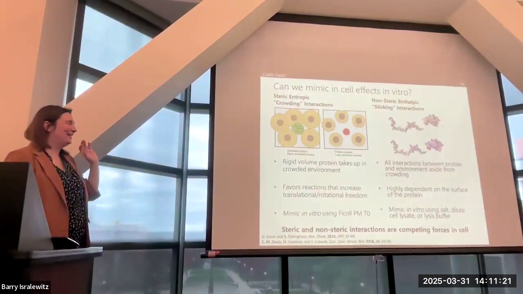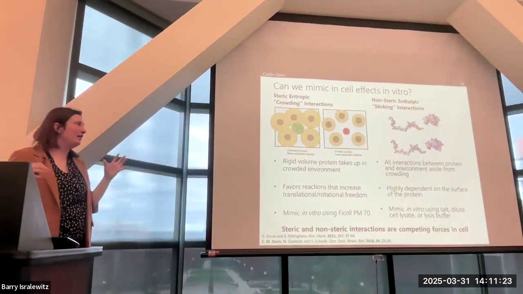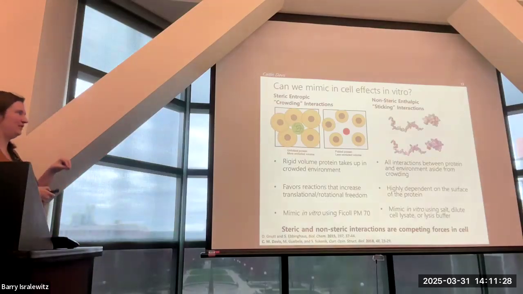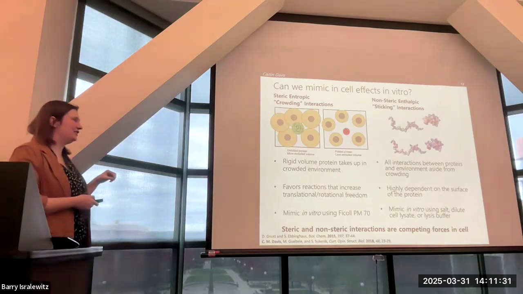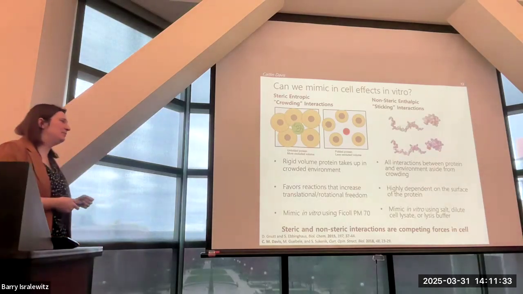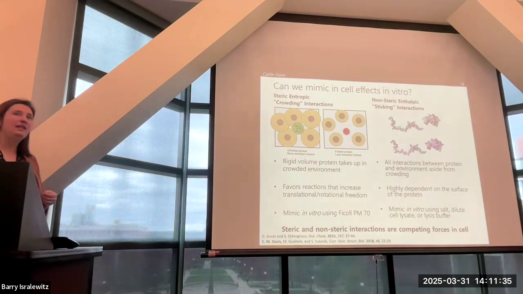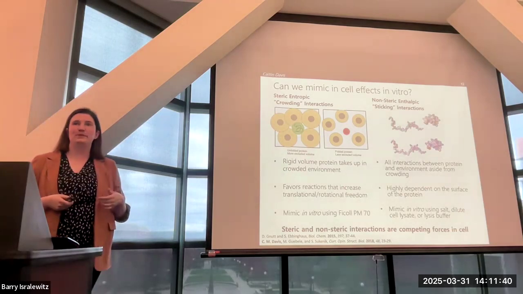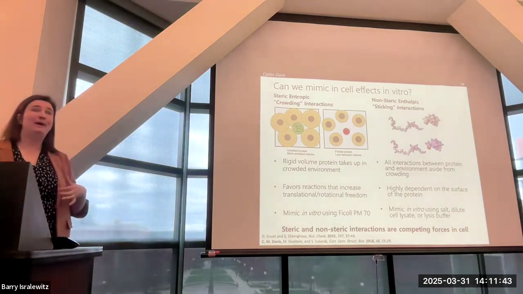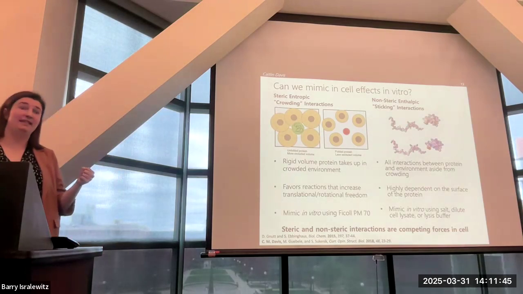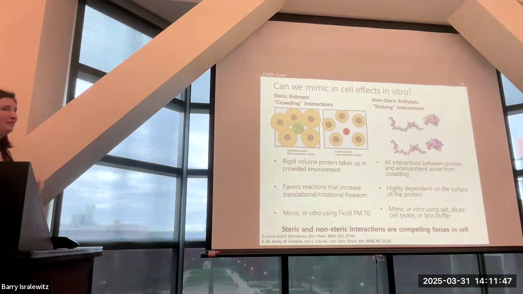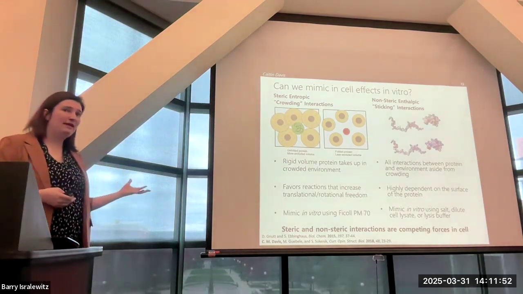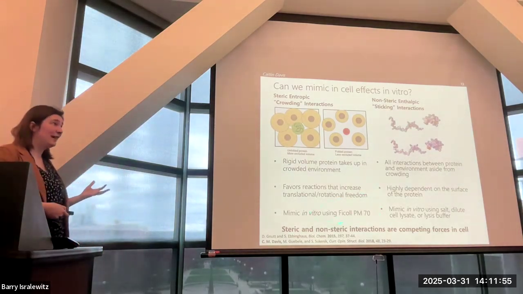So we have our two different kinds of forces that we're thinking about. We have steric crowding interactions and non-steric sticking interactions, or chemical interactions. The steric interactions account for the rigid volume that the protein takes up in a crowded environment. What this does is it favors reactions that increase the translational and rotational freedom of a molecule by destabilizing extended, unfolded states. We can mimic this in vitro using inert macromolecules. We'll often see people use PEG, and we like to use Ficoll to mimic these crowding interactions.